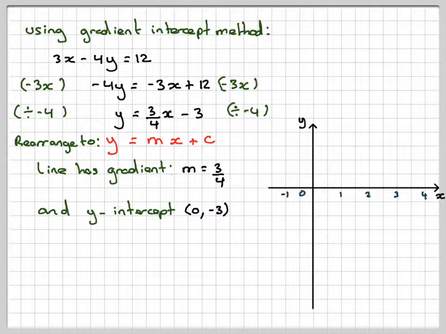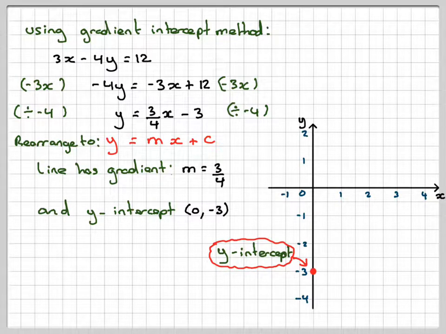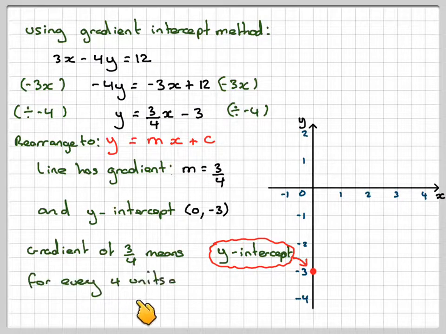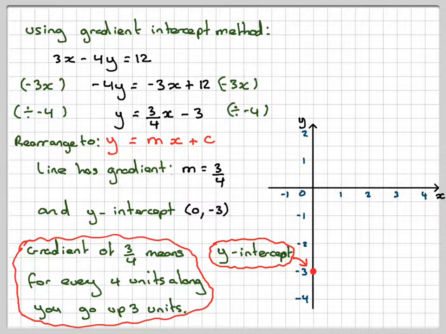So drawing my axes again. Start here with the y-intercept. So you mark on the point here for the y-intercept, which is (0, minus 3). And then a gradient of 3 over 4 means for every 4 units along, you will go up 3 units. So going along 4 units, so 1, 2, 3, 4, and then up 3 units.